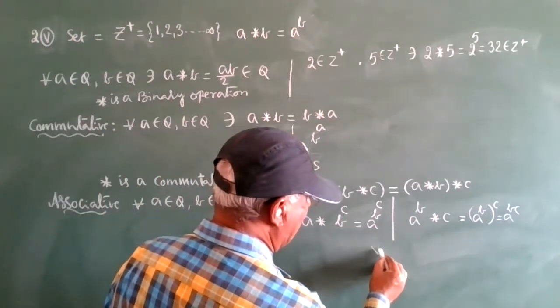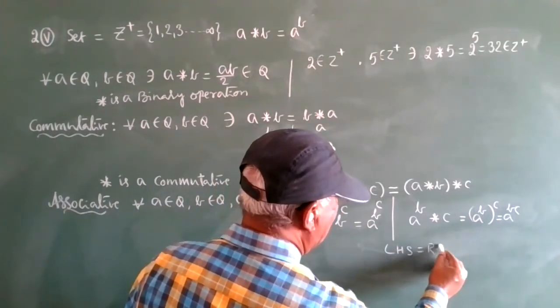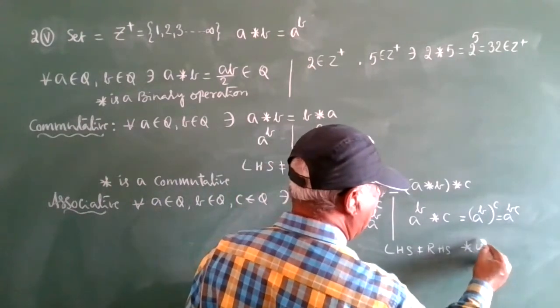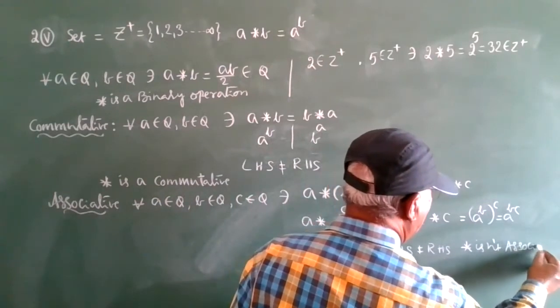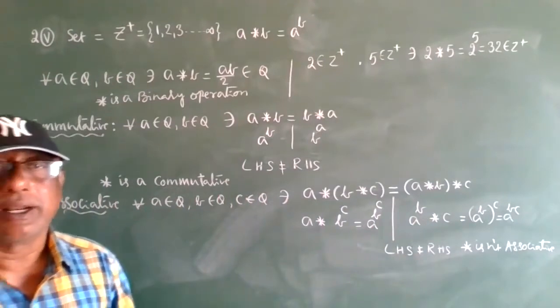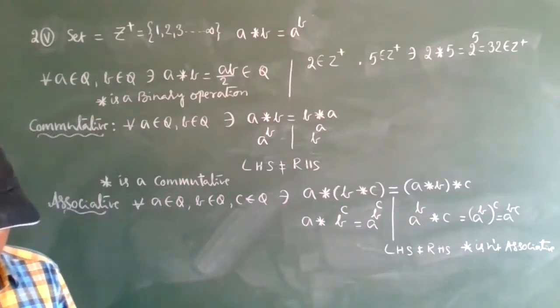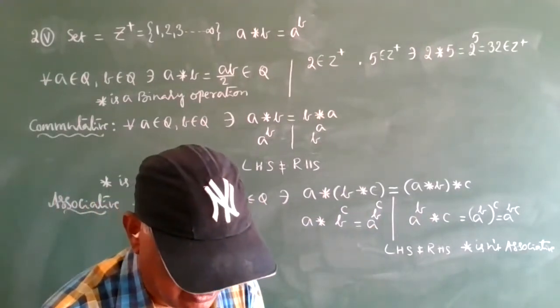So LHS is not equal to RHS. Star is not associative. Okay? Right? It is clear. All right. I go through the sixth bit. So second problem is going to complete. Sixth bit. Everyone see.